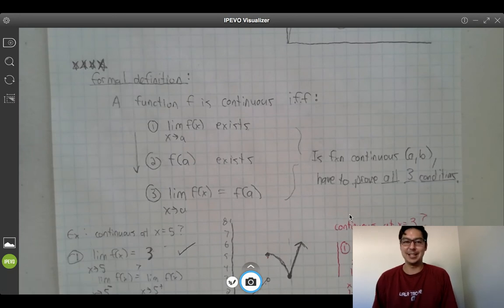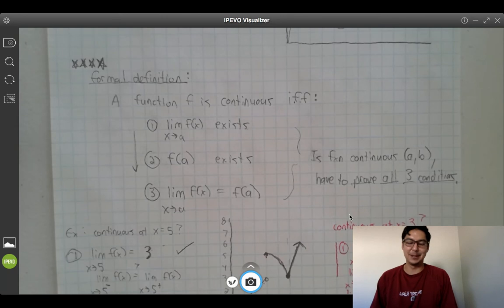Hope that makes sense. If not, definitely ask on it because it's one of the biggest concepts. It's so far probably, I'd argue, the biggest concept this year so far.